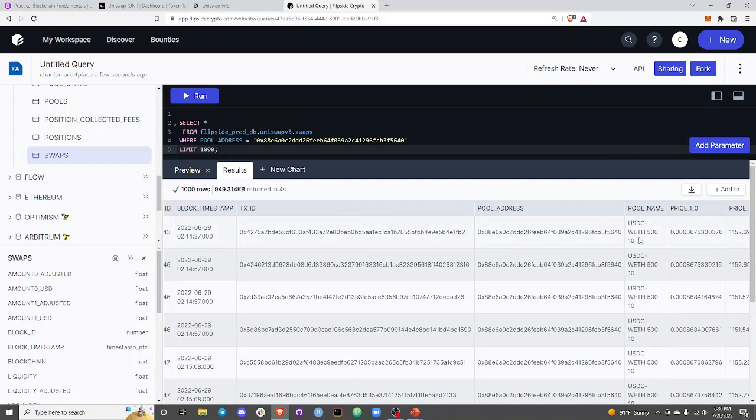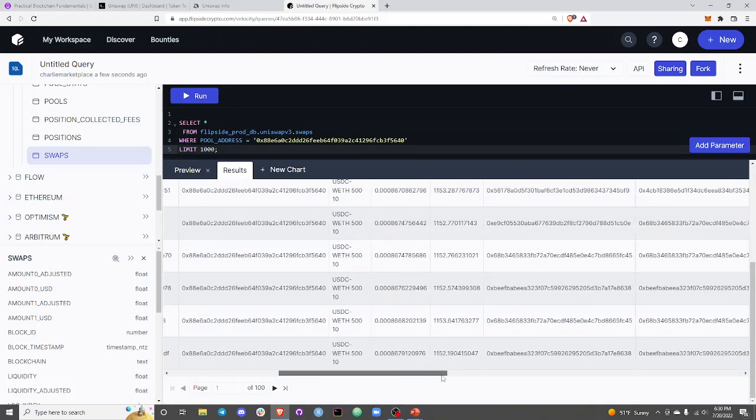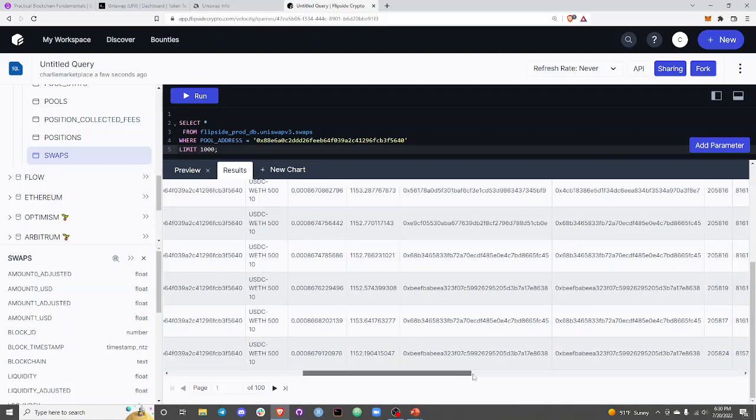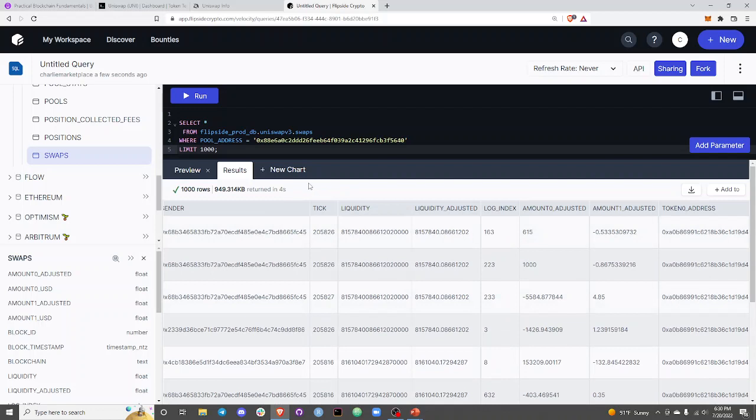Okay, so this is our pool, USDC width, 0.05. We can scroll over, see the prices, recipient, sender, we'll check what those are, and then some amount adjusted. So, okay, this one went up this amount and down this amount. So probably went up 600. Okay, so they probably put 615 into the pool and they took out 0.533 from the pool.